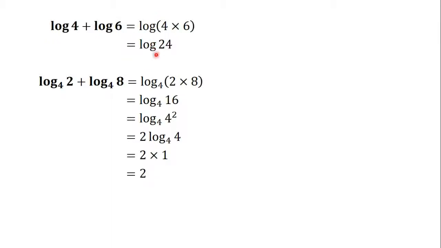We did not go further here because we couldn't simplify any further. But when you get here, you can see that 16 can be written as 4 squared. If you write 16 as 4 squared, you have log 4 squared base 4, which can also be written as 2 log 4 base 4. And we can simplify that further to get our answer 2. So you always leave your answer in the simplest form.